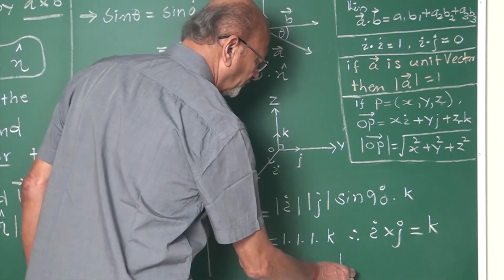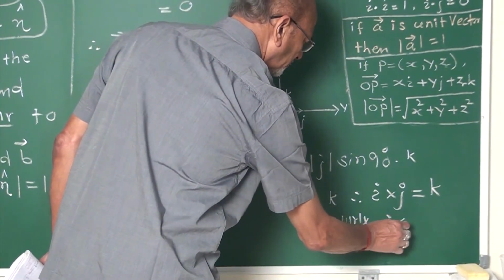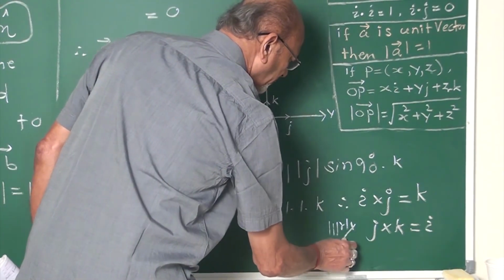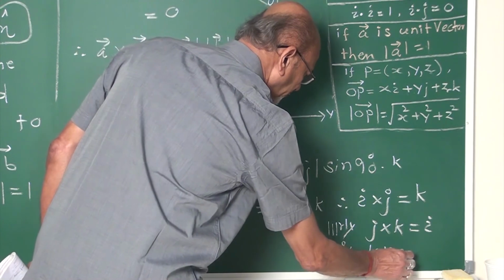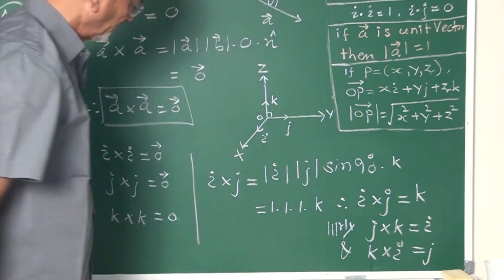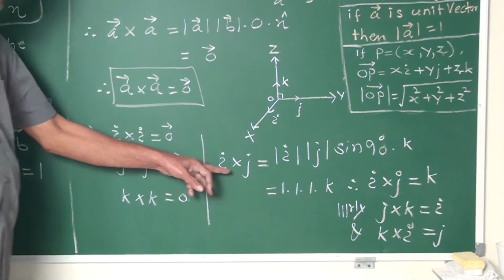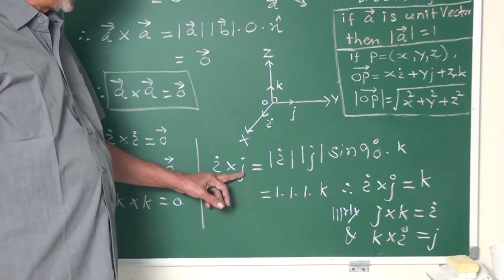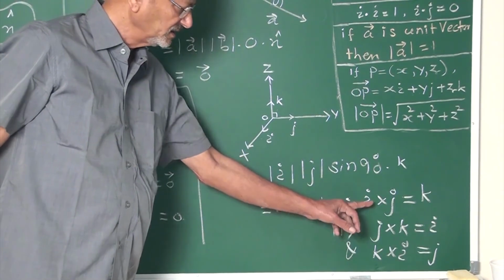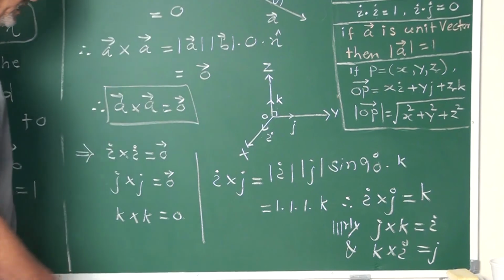Similarly, J cross K is I and K cross I is remaining vector, my friends. See, same to same is 0, if they are different, if it is I and J, I cross J is what? K. Similarly, J cross K, K cross I.